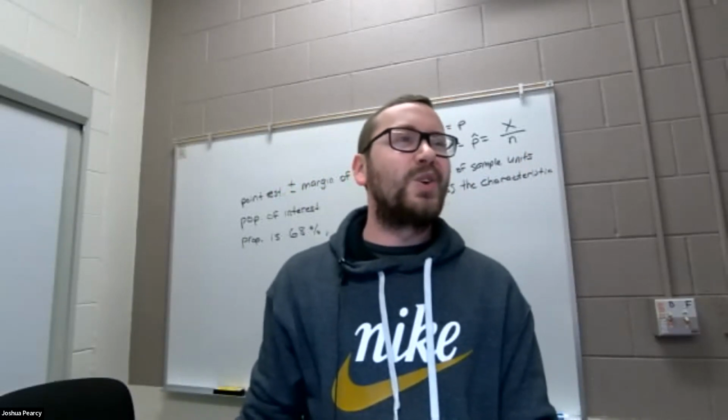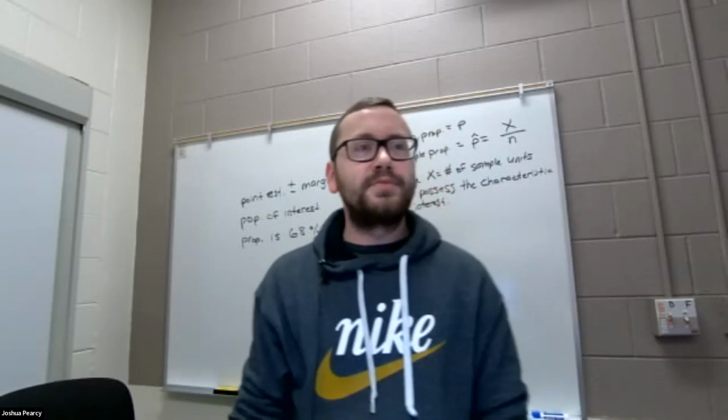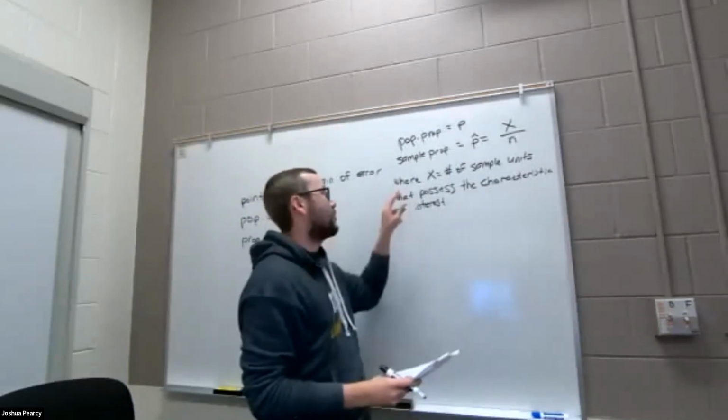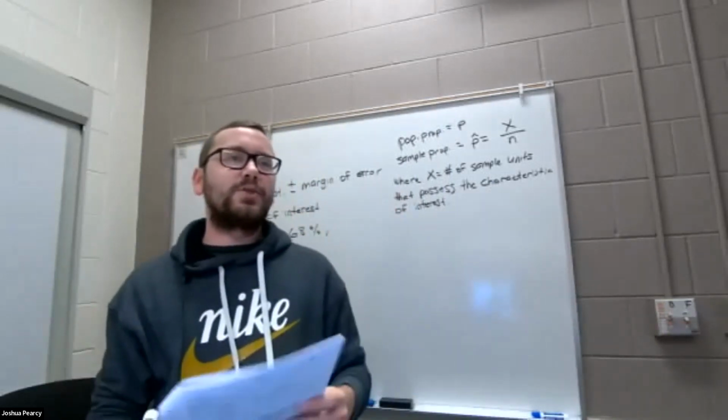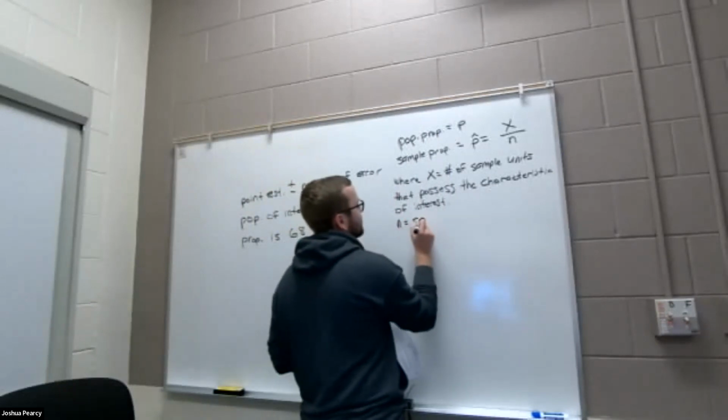Close. That was the population. What are we interested in? Do they have a car? So in that case, X would represent the number of people who have a car out of the total sample size N. And N is the sample size.